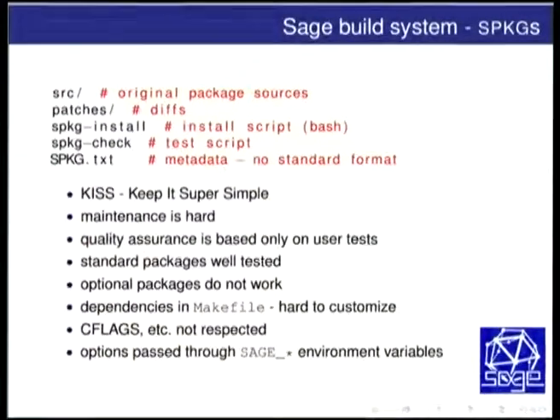Customization is done through environment variables. These usually have a prefix of Sage. And you can set, for example, for Atlas, I want this architecture, and it will give you the right optimized linear algebra packages. But you need to document them in a central repository, and it's hard to keep track of all these things.